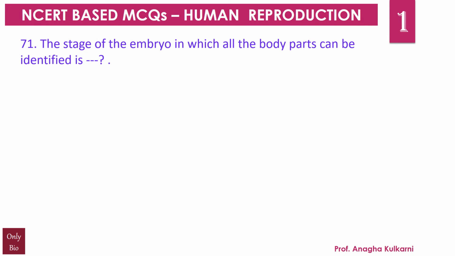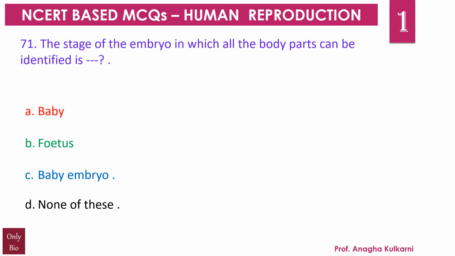Question number 71. The stage of the embryo in which all the body parts can be identified is dash. A. Baby. B. Fetus. C. Baby embryo. D. None of these. And the correct answer for this question is C. So baby embryo is that stage in which all the parts of the body can be identified.